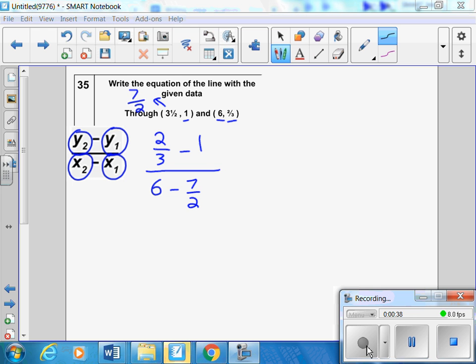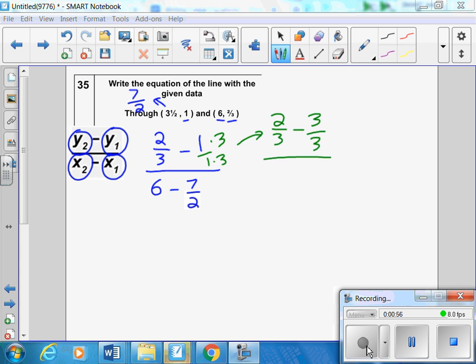All right, so now what we need is common denominators. So on the top, we have 1. This is 1 over 1. So let's multiply by 3 so the denominators are the same. When we do that, we get 2/3 minus 1 times 3 is 3.